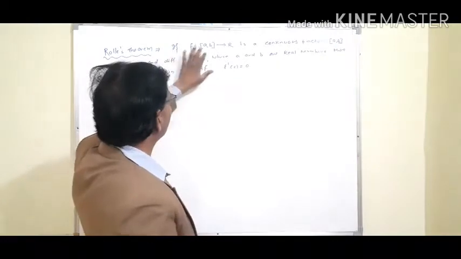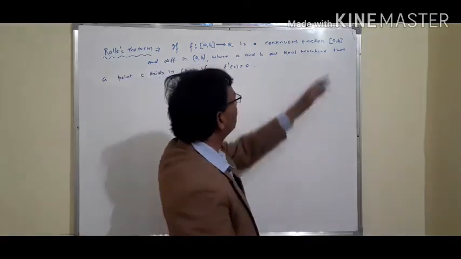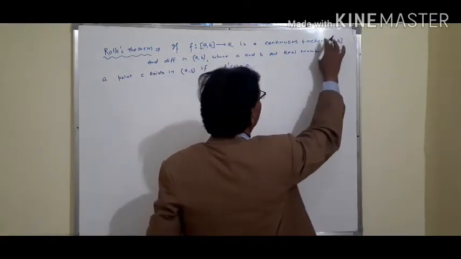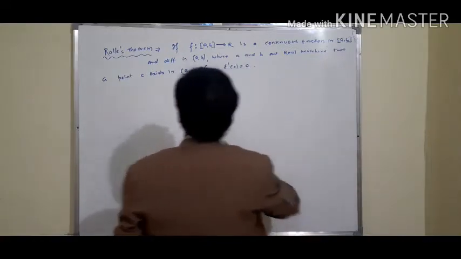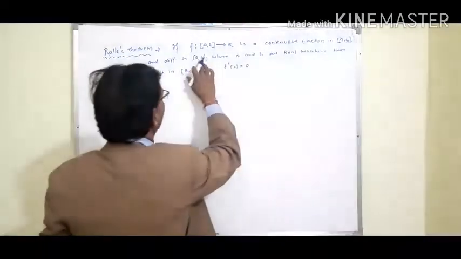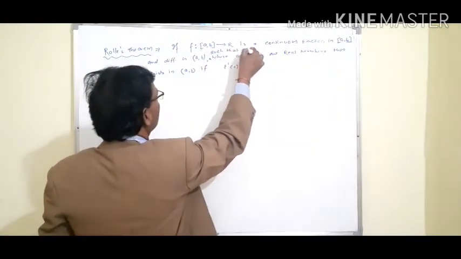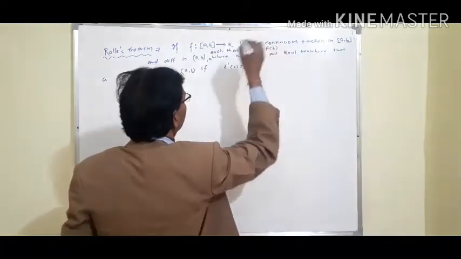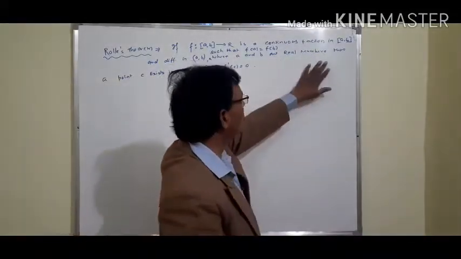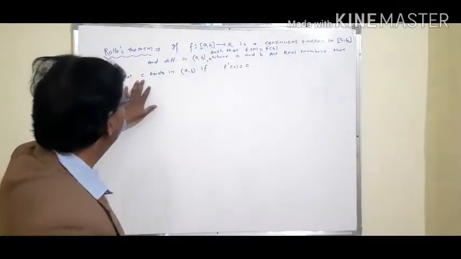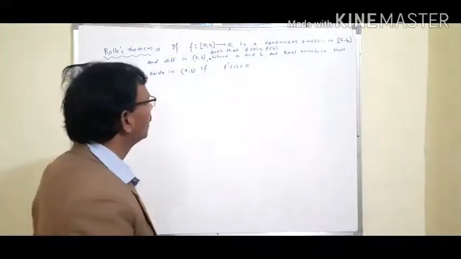Rolle's theorem: if f from a to b to R is a continuous function in closed interval ab and differentiable in open interval ab, such that f of a equal to f of b, where a and b are real numbers, then a point C exists in open interval ab such that f dash of C equal to 0.